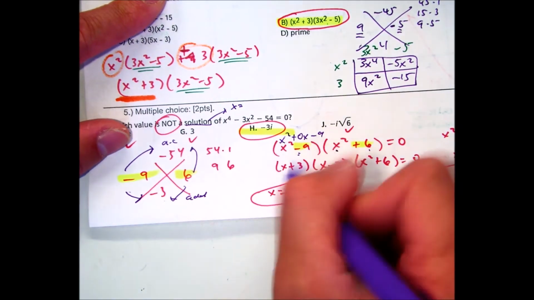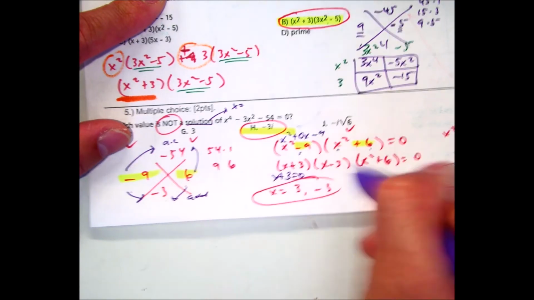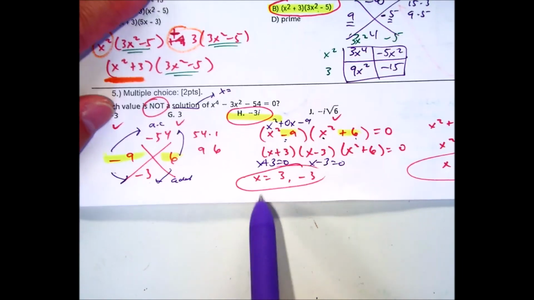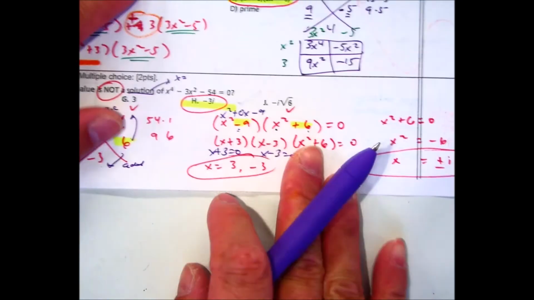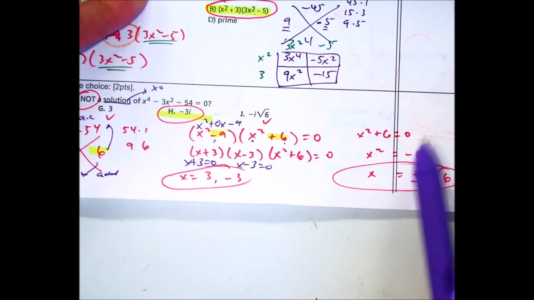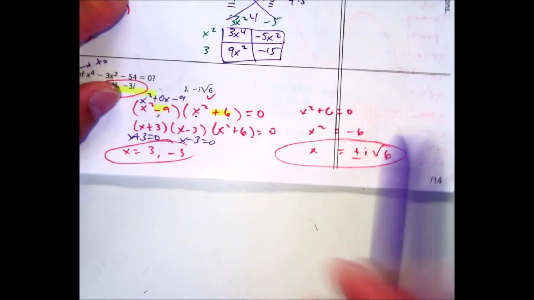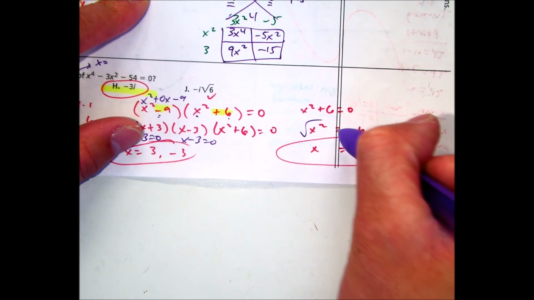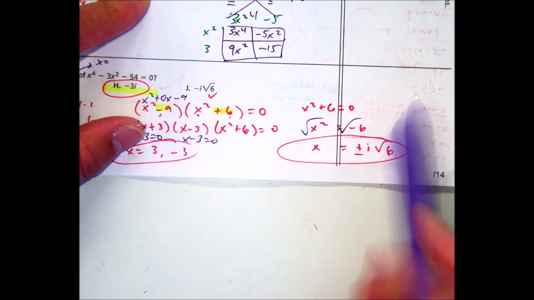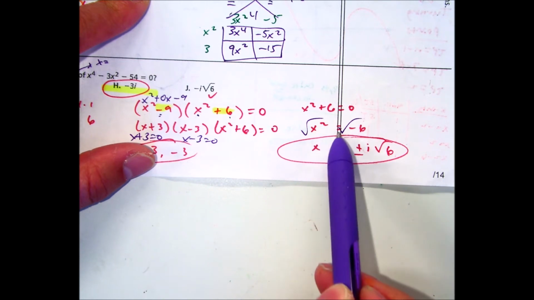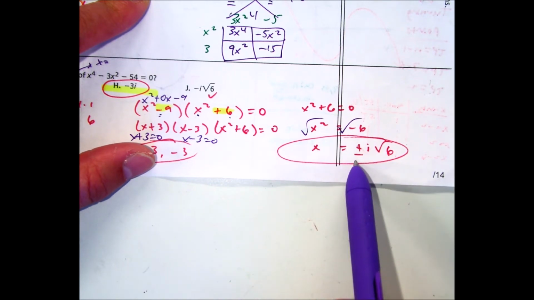Then you're just going to apply the zero product rule. x plus 3 equals 0, and x minus 3 equals 0, and solve. Here are two of my zeros, 3 and negative 3. Come over here. You just subtract 6. Take the square root of both sides. Remember, this is where students are having issues. When you take the square root of a quadratic in an equation, you actually have plus or minus.